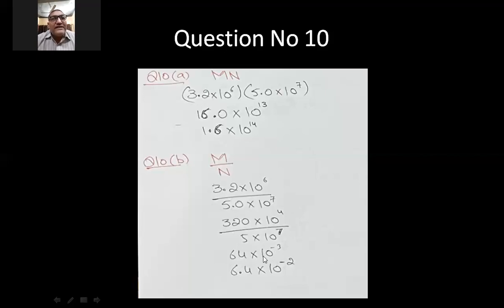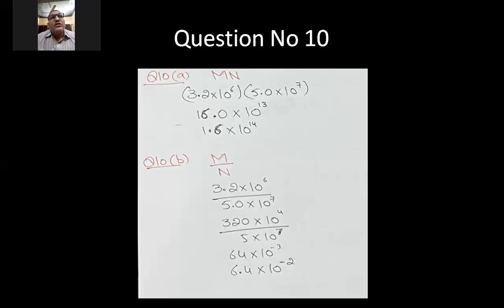Because this is not in standard form, the decimal is here, so I move the decimal one step to the left. So you will have 6.4, and because you moved it one step to the left, one power will be added. So minus 3 plus 1 will give you minus 2. So the final answer is 6.4 × 10^-2.